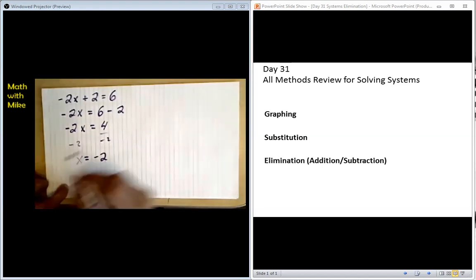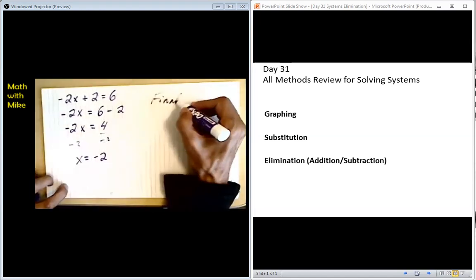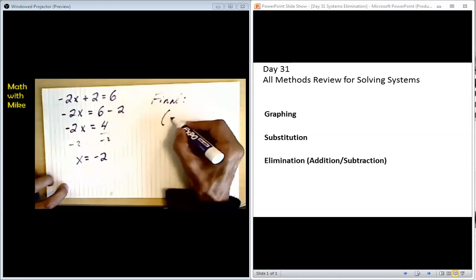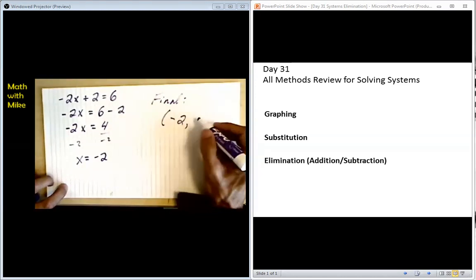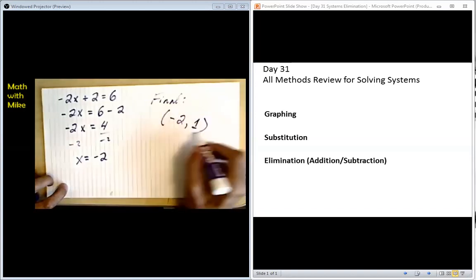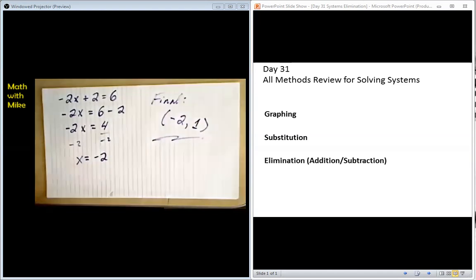So the final answer, minus 2, and what was our y value? 1. Nice. There we go. That's where these two lines are going to cross one another if we were to graph them.